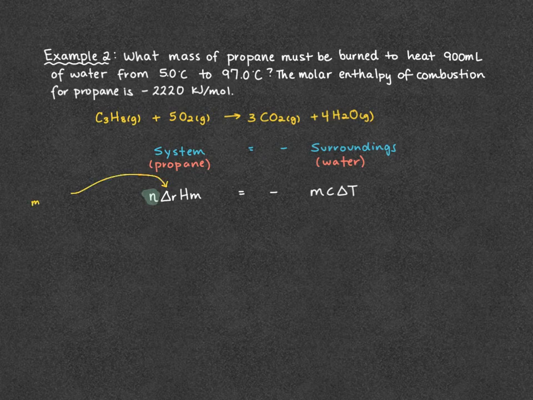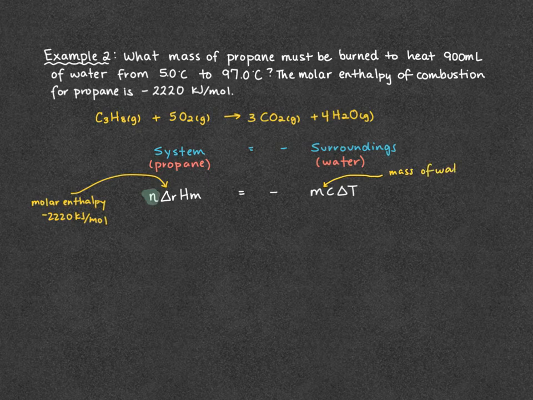So this is the molar enthalpy of combustion, which is negative 2220 kilojoules per mole. Our mass of water is 900 grams. But because our enthalpy is in kilojoules, we want to get everything in that kind of category. So this is going to be 0.900 kilograms. So 0.9 liters, 0.9 kilograms.